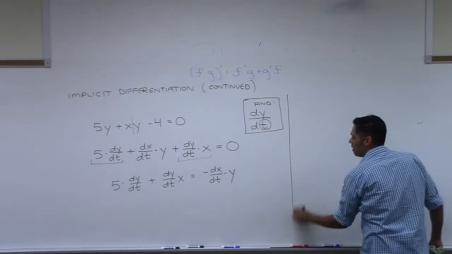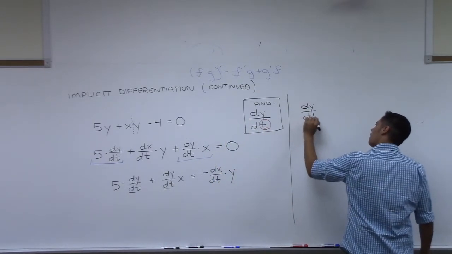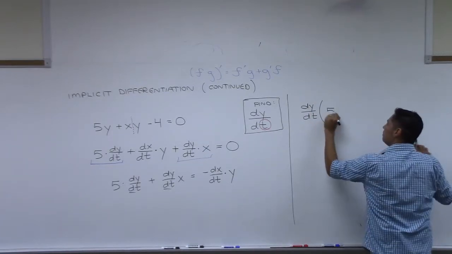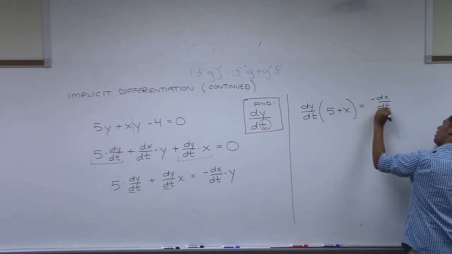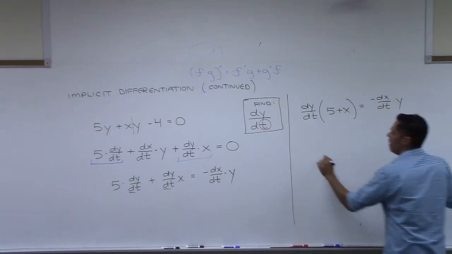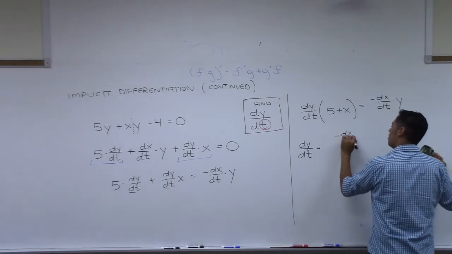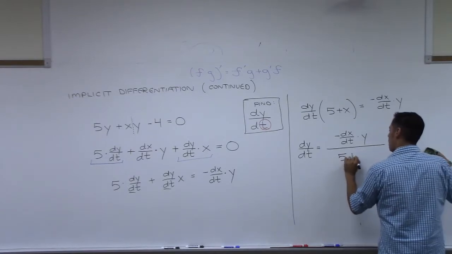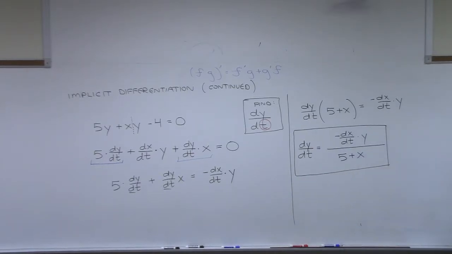All right, we're factoring this out of both of those. So I'm going to pull a dy/dt out, and in parentheses, what will I have? 5 plus x. And then the other side is still negative dx/dt times y. One final step: divide by 5 plus x. This looks ugly, I understand that. There it is. That's the answer.